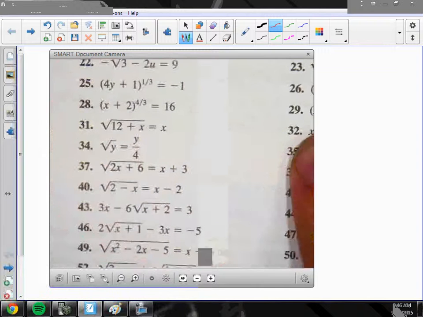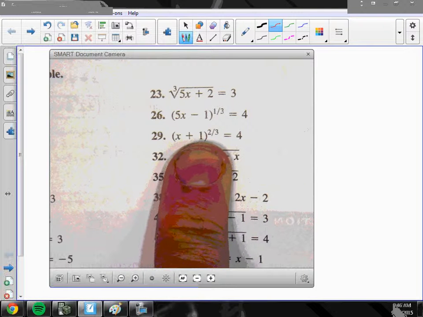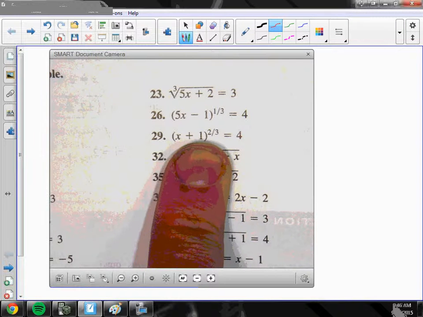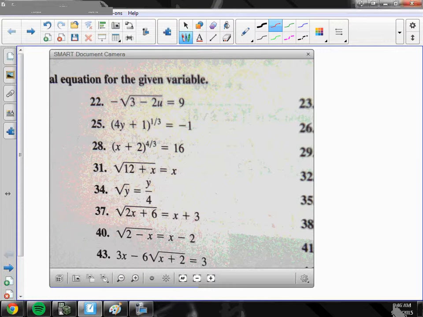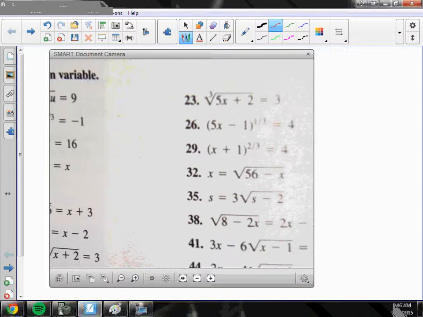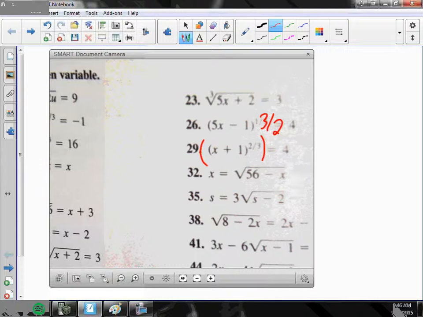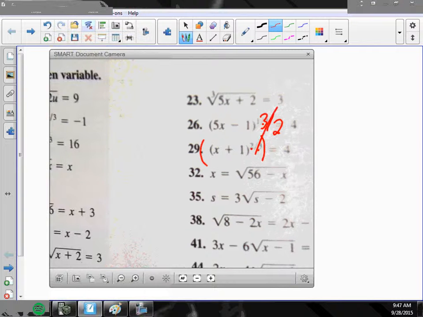So on number 29, what are you going to raise the 4 to? The 3/2. What is 4 to the 3/2? 8. 4 split into 2 equal multiplications is 2 times 2, but I need 3 of those, so it'd be 2 times 2 times 2, which is 8. Okay? No. So this is 2/3, but to get rid of that, I raise it to the 3/2. What is 2/3 times 3/2? 1. So those cancel, and then I do 4 to the 3/2, which is 8.